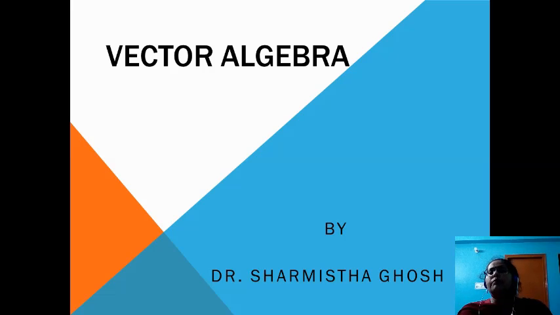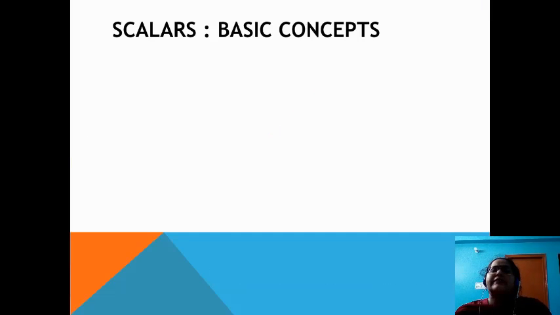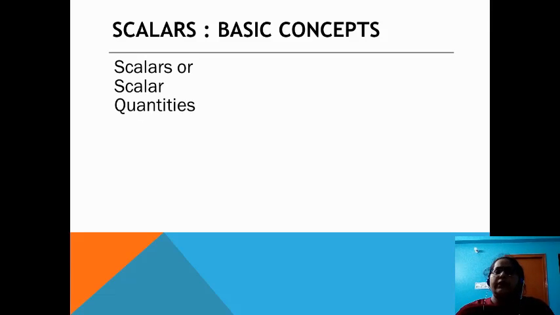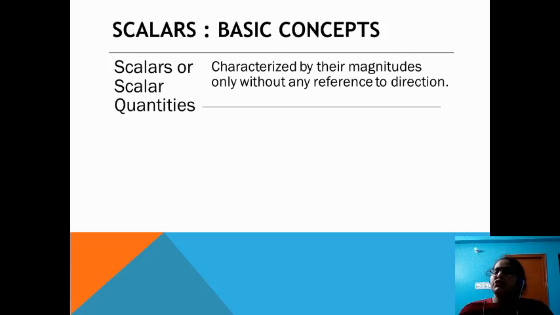Actually, when we talk about physical objects or physical quantities, the quantities can always be classified into two groups. One is scalar and the other is vector. We will see both these terms parallelly side by side, and of course we start with scalars. So what are scalars or scalar quantities? These are some quantities which are characterized by their magnitudes only without any reference to direction.